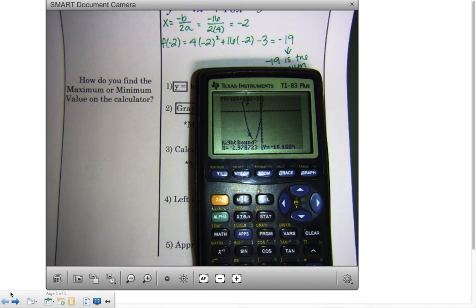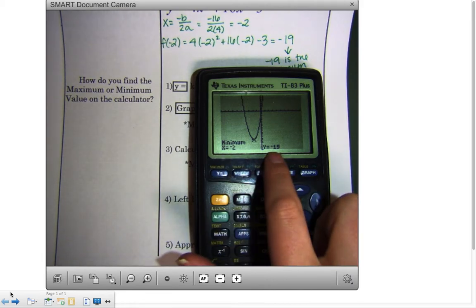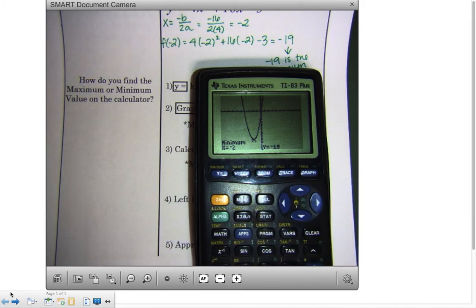Press enter. Notice an arrow pops up. And it says right bound. So move your cursor to the right of wherever you think that is and press enter. You don't want to guess, so press enter again. And it tells you your vertex is -2, -19. -19, the y value, is your minimum, which is what we got when we did it by hand. So you'll be asked to do it both ways. By hand, you have to find the vertex, and it's the y value, and then that's how you do it in your calculator.